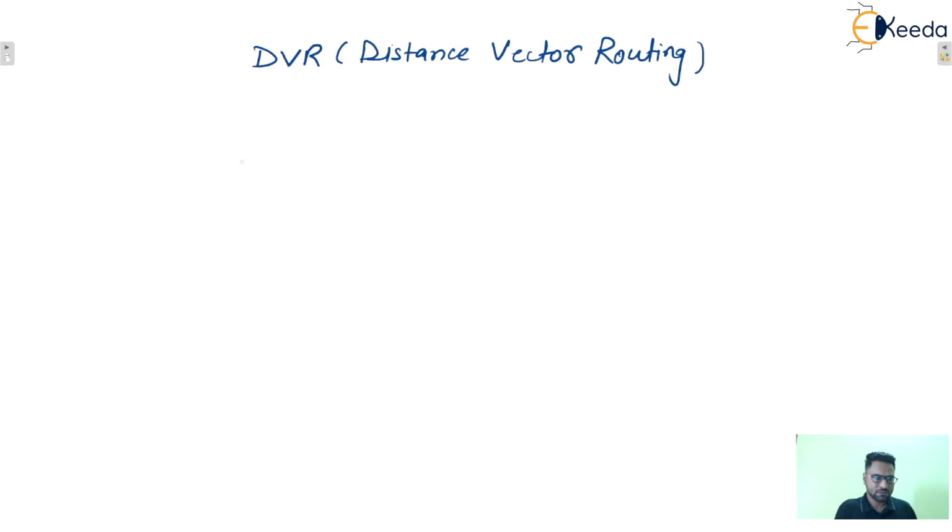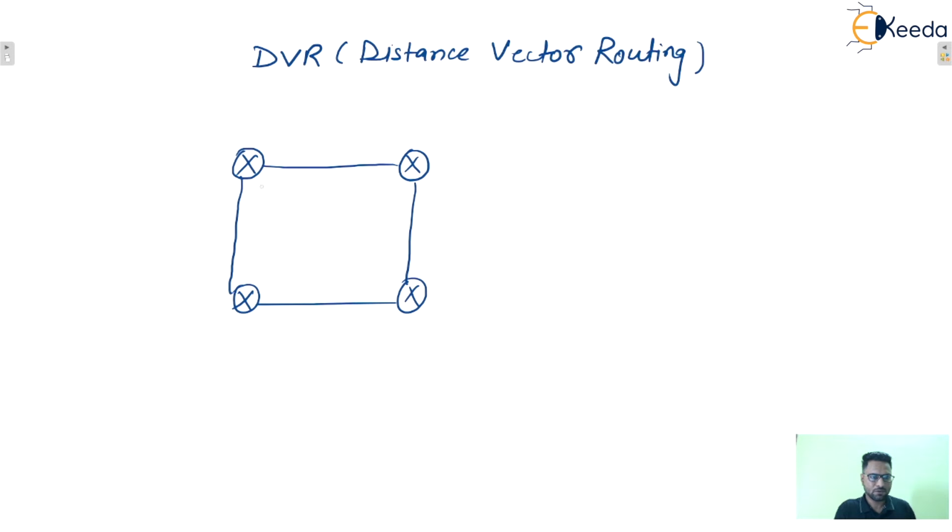Let's say four routers are there. Let's say these are the four routers, and these are the links between these routers. Let's say this is router A, this is router B, this is router C, and this one is router D. And these are the distances of the links, or we can say the cost. So we have to find the shortest path.